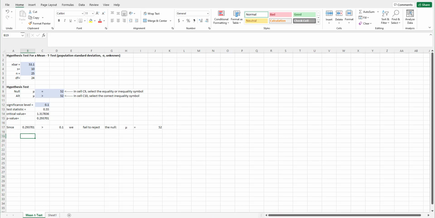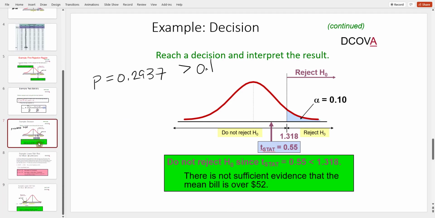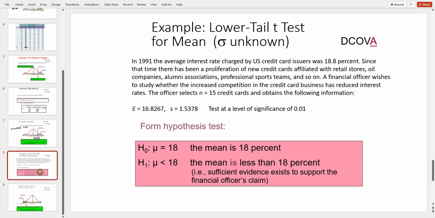All right, let's do another example. In 1991, the average interest rate charged by U.S. credit card issuers was 18.8%. Since that time, there has been a proliferation of new credit cards affiliated with retail stores, oil companies, alumni associations, professional sports teams, and so on.